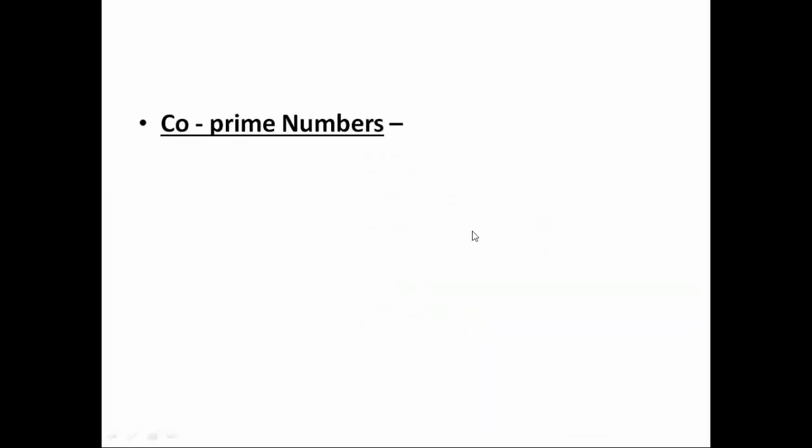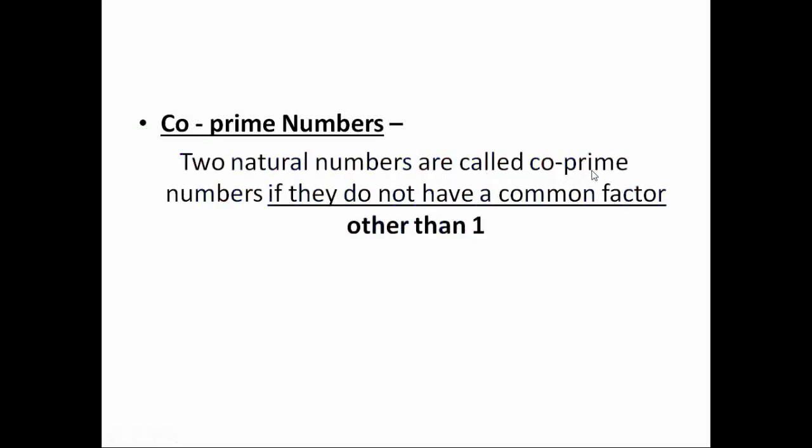Now co-prime numbers. What are co-prime numbers? So 2 natural numbers are called co-prime numbers if they do not have a common factor other than 1. Example, 4 and 5, 6 and 11. So the definition clearly says that the two natural numbers are said to be co-prime numbers only when they do not have a common factor other than 1. I mean, 1 should be the only common factor between the two numbers.